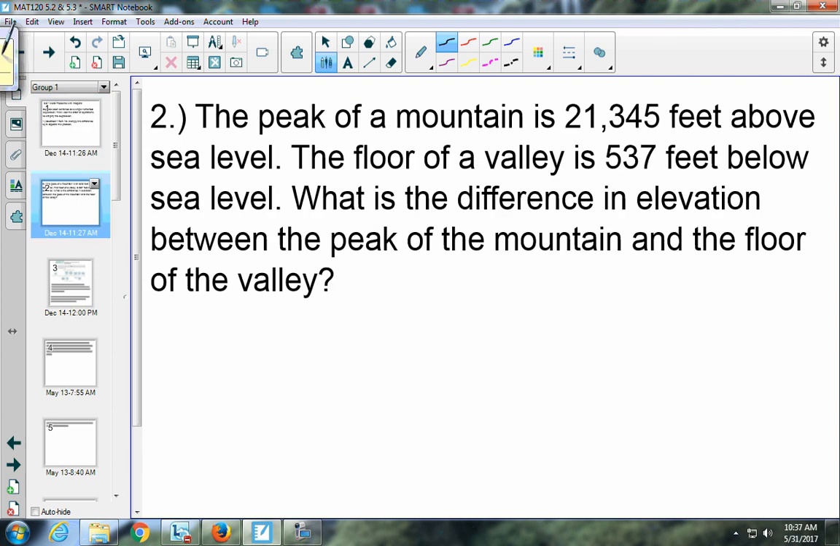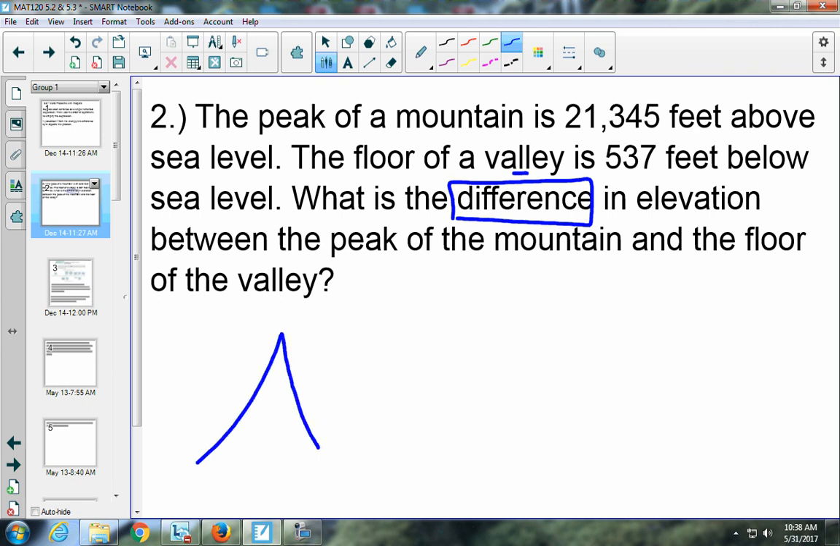It says the peak of a mountain is 21,345 feet above sea level. The floor of a valley is 537 feet below sea level. What is the difference in elevation between the peak of the mountain and the floor of the valley? So one of the key words in here is difference, and difference is a key word for subtraction. So with this problem, I'm going to draw a picture.